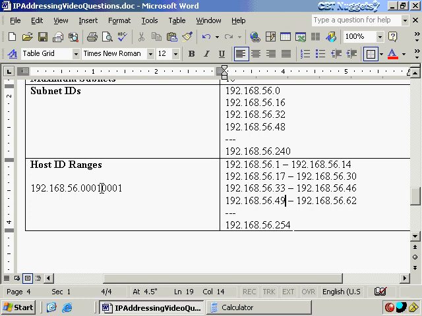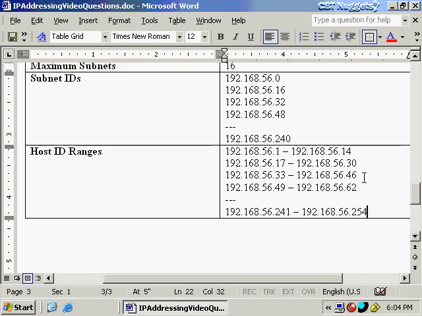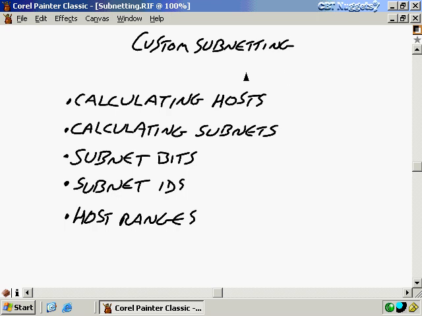And if you want shortcuts also on the last bit in each available range, you can start off with 16 and then subtract 2 to 14. And then add 16 to that is 30. Add 16 to that is 46. Add 16 to that, 62. So it does increment by 16. It just doesn't look like it initially. And then, of course, the last host ID range we would have here would be 192.168.56.241 up through 192.168.56.254.